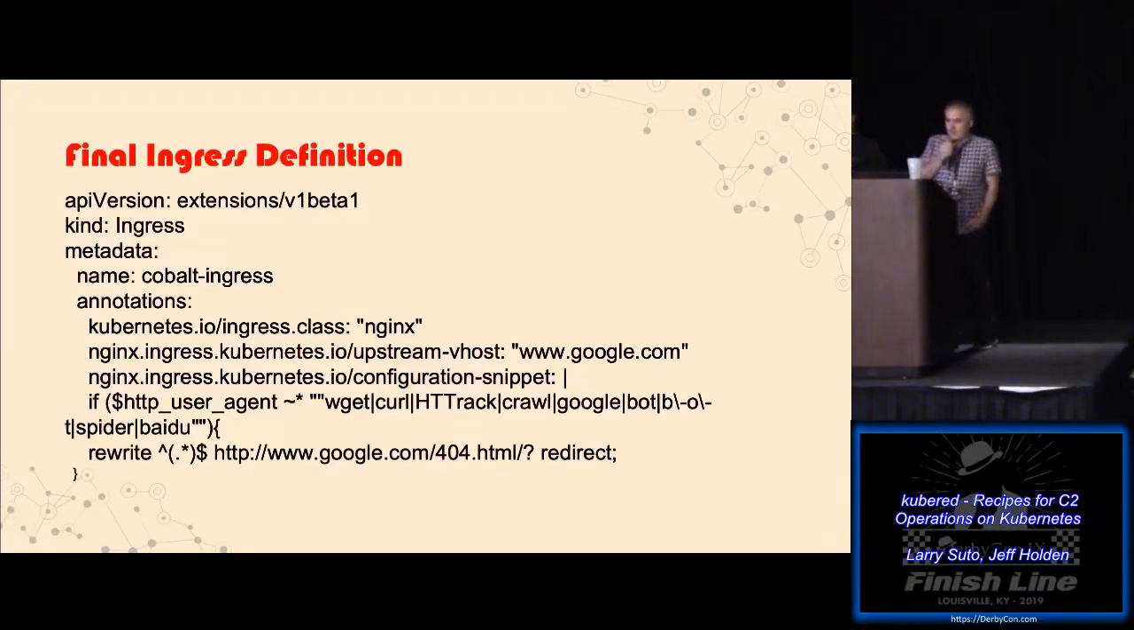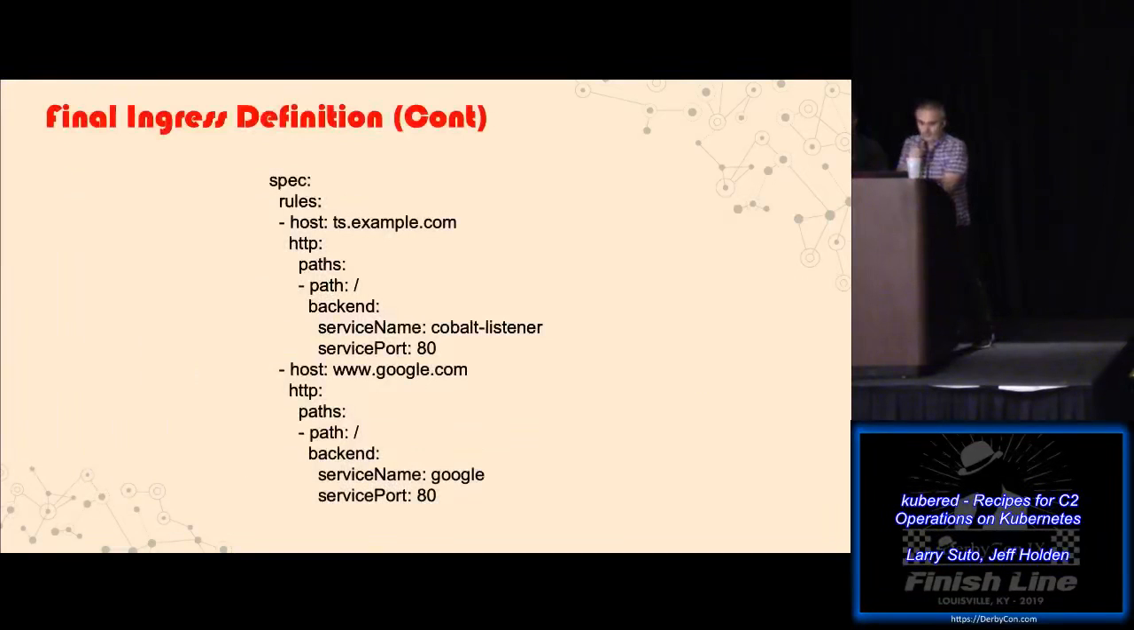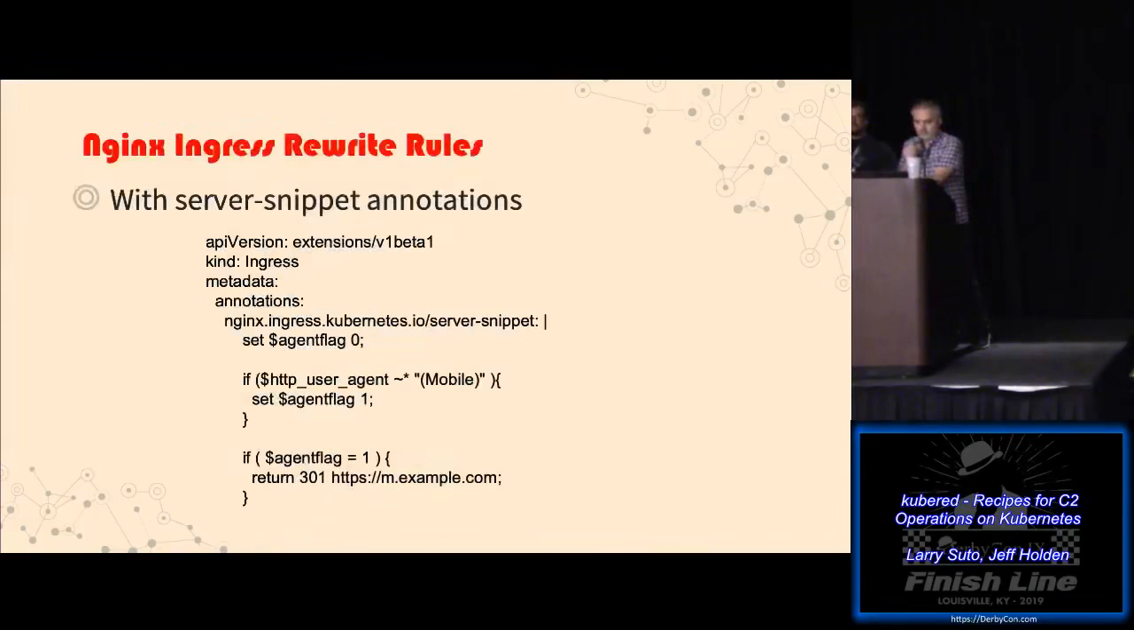Yeah, then this would be the final definition. This is an ingress definition, which does a match on a regular expression on the user agent. So you parse out what's important to you in the user agent, and if that doesn't match, then you basically redirect them to google.com 404. So this is just a very basic rewrite, redirection, and filtering rule that you can customize for your C2 environment. Yeah, and then this is just the rest of it.